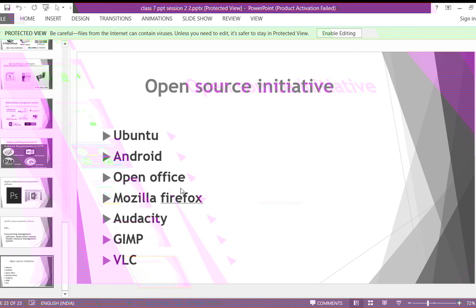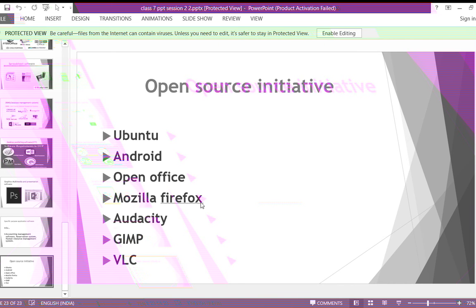OpenOffice is the same as how you are working in Microsoft Word and Microsoft PowerPoint. In OpenOffice, all the softwares are present together. The spreadsheet is also there, Word is also there, and different softwares are present in OpenOffice. We can create documents, we can create tables as we do in a spreadsheet, and we can also create slides. All these presentations are present in OpenOffice.